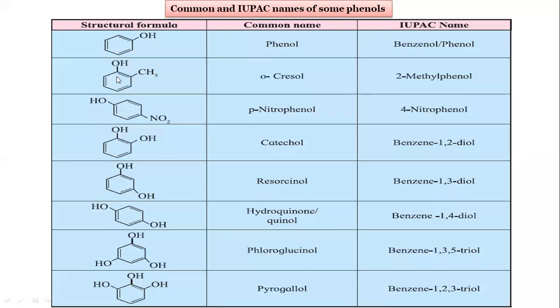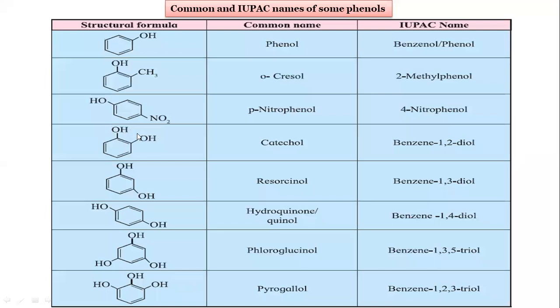Means the carbon atom to which the OH group is attached is considered as number 1. This is number 2, 2-methyl phenol. This is para-nitrophenol. This is the common name because the nitro group is at para position, 1, 4. This is carbon number 1. OH is attached to carbon atom, which is carbon number 1. And 10 minutes are remaining. So I will take first the nomenclature system, 4-nitrophenol, because the position is very important here.